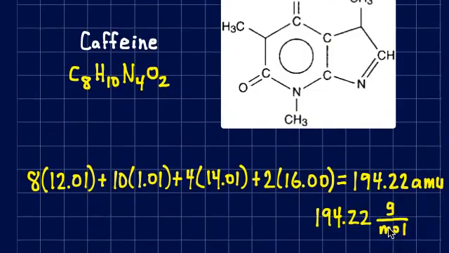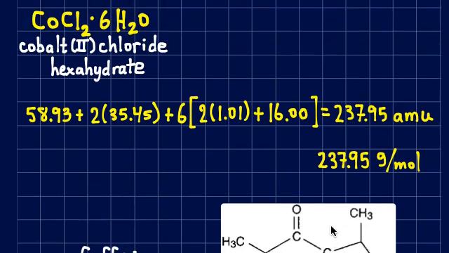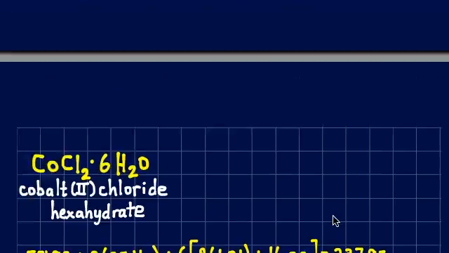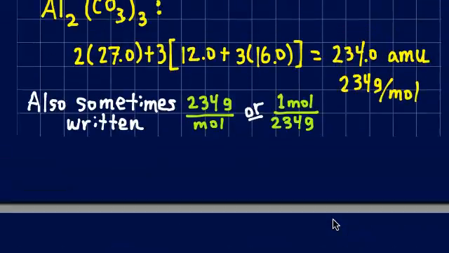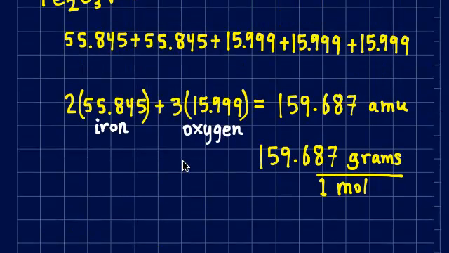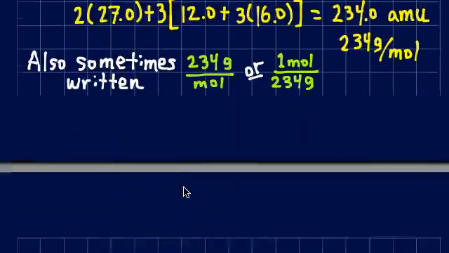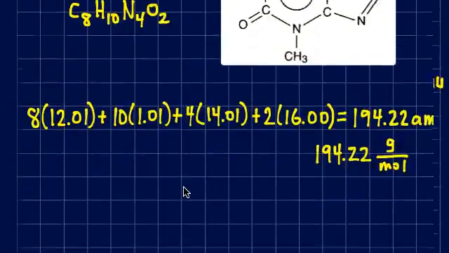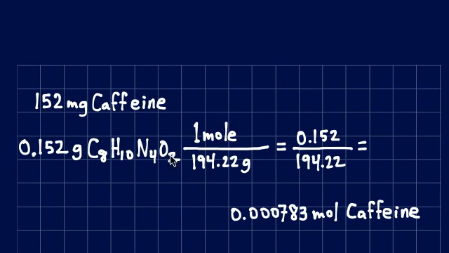Wow. Oh yeah, by the way, doesn't a mole of caffeine weigh less than a mole of cobalt chloride? And that weighs more than a mole of, 237. Wow. That cobalt chloride is about the same molar mass as aluminum carbonate, but certainly more than a mole of rust, iron oxide. Well, I hope you're seeing the patterns here, the similarities, because here's why I care.